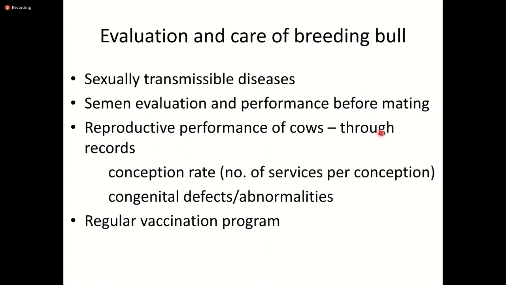So we have to check these breeding bulls from time to time. Are there any diseases that can be transmitted through sexual activities, right? And also we have to check their semen quality and performance before doing the mating process, right? And what are the performances of their children? If it is a female cow, is she producing well, right? We can check the records and the conception rates, right? And are there any abnormalities or congenital defects, right? Those things have to be checked all the time, right? Based on that, we can evaluate the performance of these animals, right?